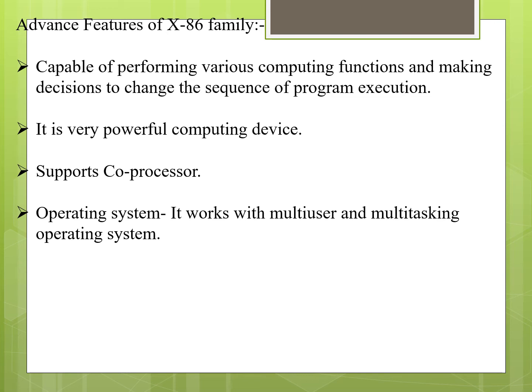A multi-user operating system enables two or more users to run programs simultaneously, while a multiprocessing operating system supports two or more processors to run programs at the same time. So multi-user means two or more users can run. Multitasking means the processor can run two or more programs at the same time. The microprocessor supports both multi-user and multitasking operating systems.